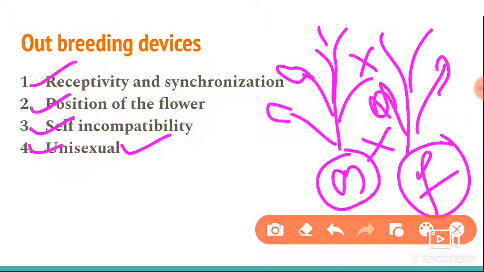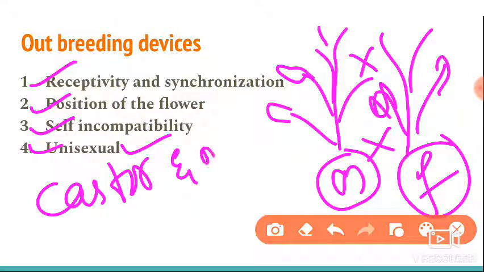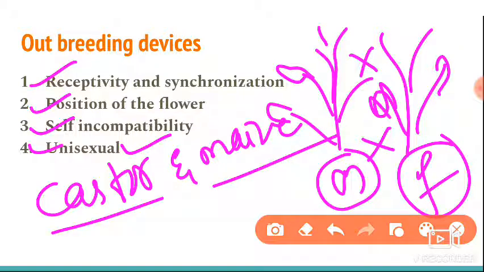In the case of castor and maize, these are monoecious. It means male and female flowers are different, but in the same plant. They can prevent autogamy but not geitonogamy, because the flowers are from the same plant.